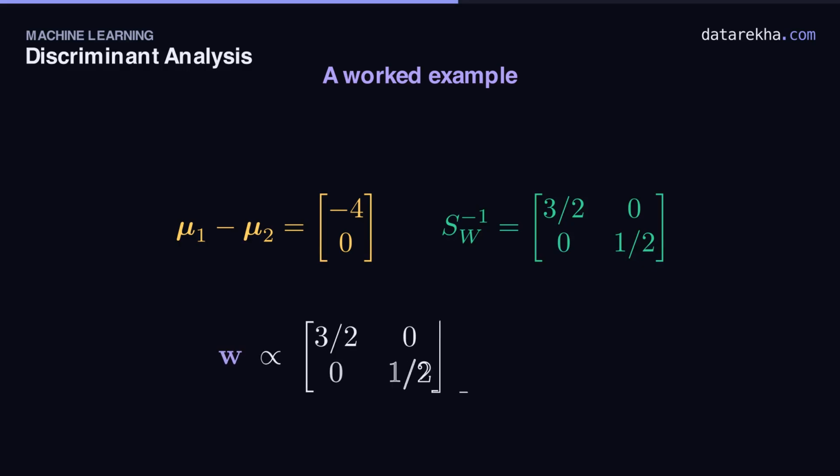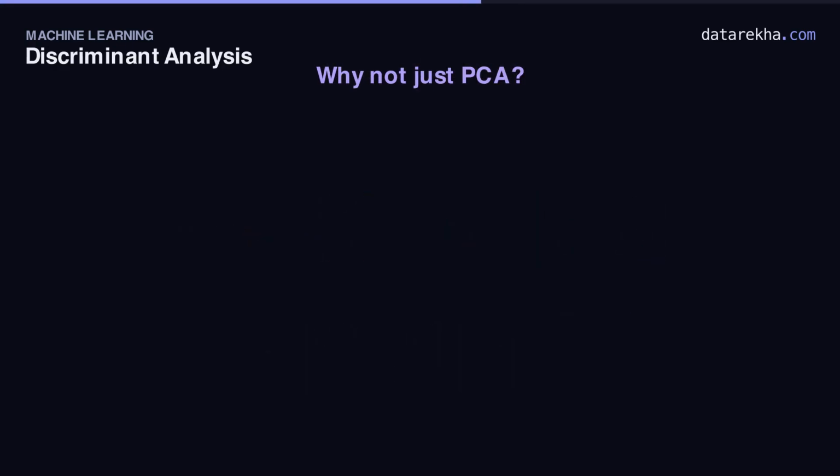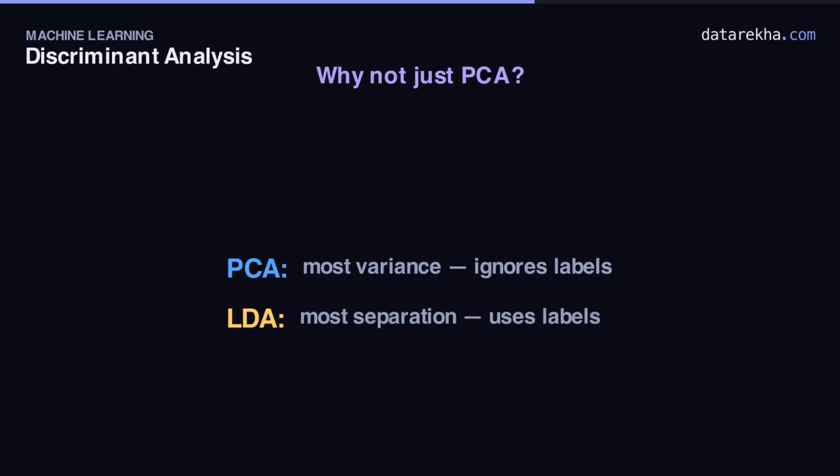Now multiply. SW inverse times the mean difference gives -6, 0, which points along the x-axis. 1, 0. So LDA's verdict is project onto the horizontal, which is exactly right. The classes differ only in x, so the x-axis pulls them apart perfectly, and the y direction, pure noise, is thrown away. You might wonder, why not just use PCA to drop a dimension?